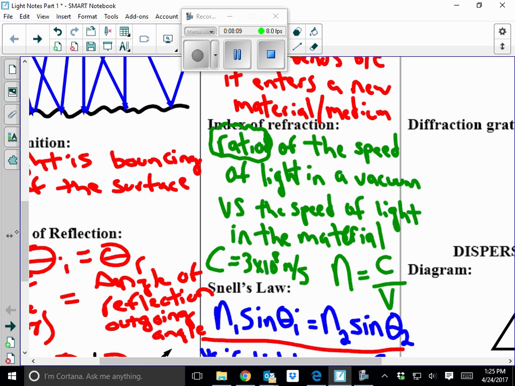Now, I've been throwing this word index around. Well, what does it mean? The index of refraction is the ratio of the speed of light in a vacuum versus the speed of light in the material. So we call c 3 times 10 to the 8th meters per second, which is the speed of light in a vacuum. So the index of refraction of a material is just a measure of how fast light is in a vacuum versus how fast light is in the medium. And so that gives us that n value. The higher it is, the slower the light will be in that material.